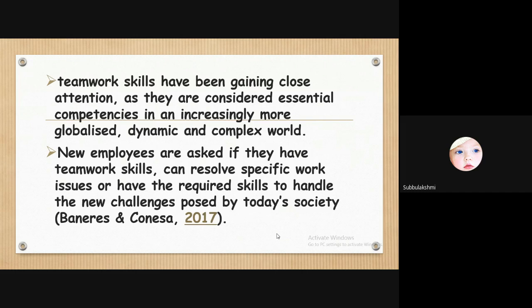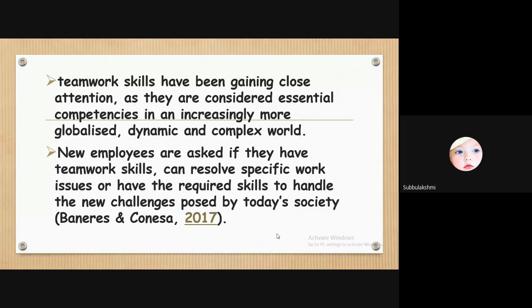Next. This has been gaining close attention because it is considered a very essential competency in a globalized, dynamic and complex world. All the corporate industry expects only this, because no work is done as an individual work in today's scenario. Everything is only teamwork. So in that case, individuals should have the attitude to fit themselves into a team.